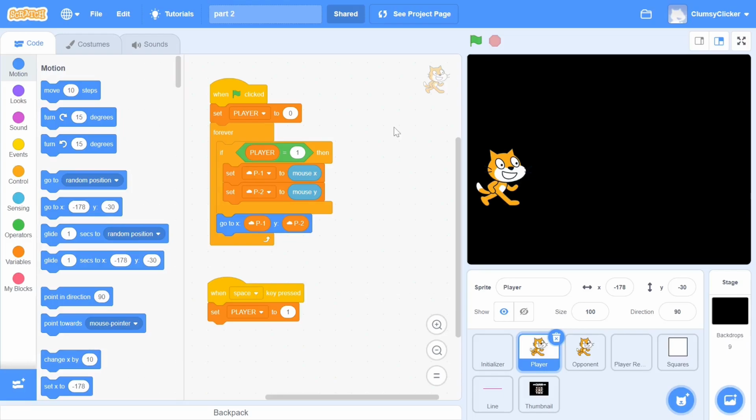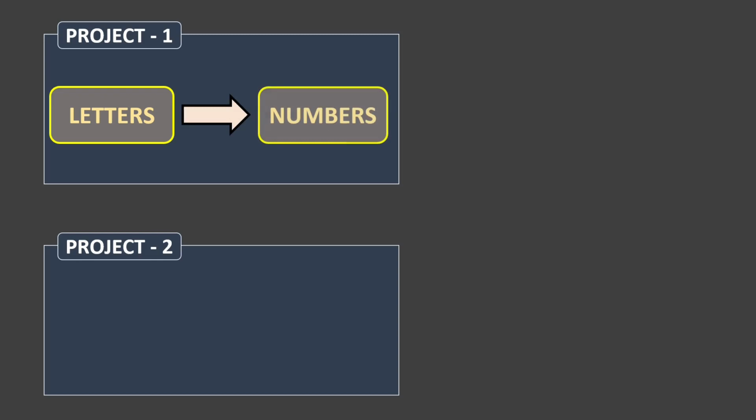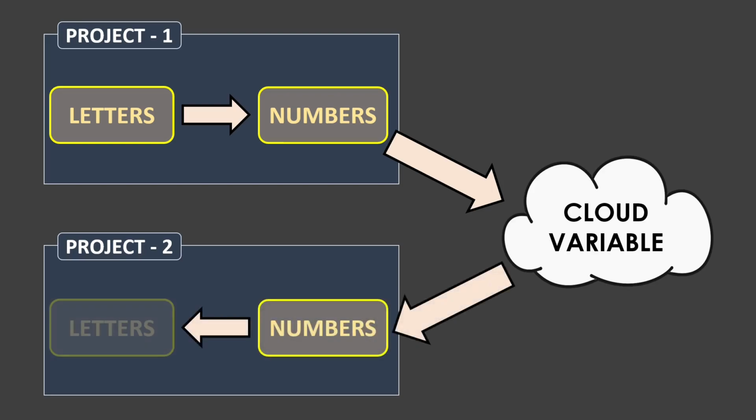So to get around this problem, we have to be a bit creative. What we can do is convert all of the letters which we intend to store to numbers. We can then store these numbers in the cloud variable, and when we're reading the data in the other project, convert it back from numbers to letters.